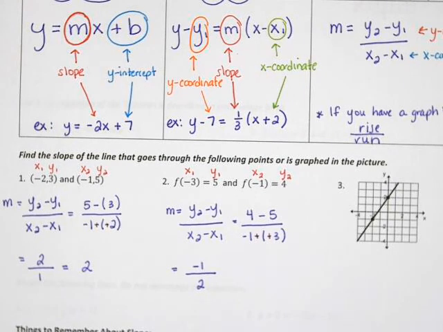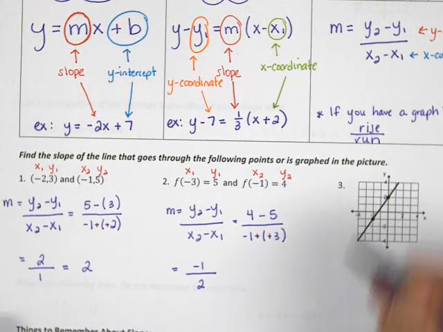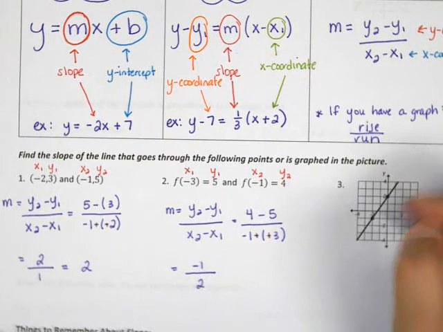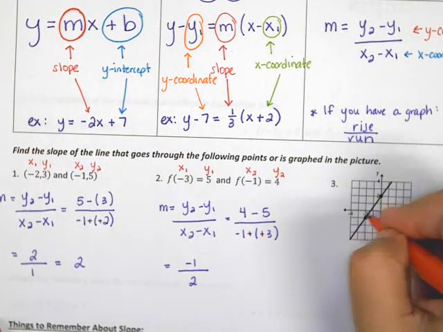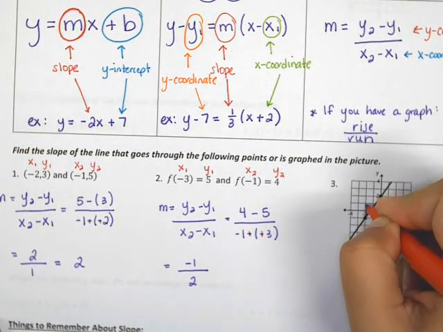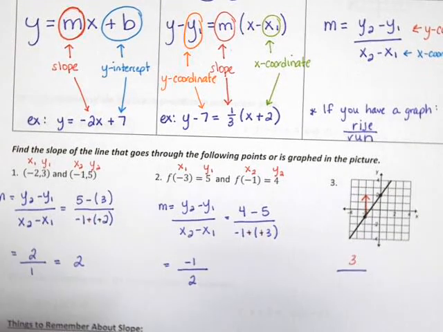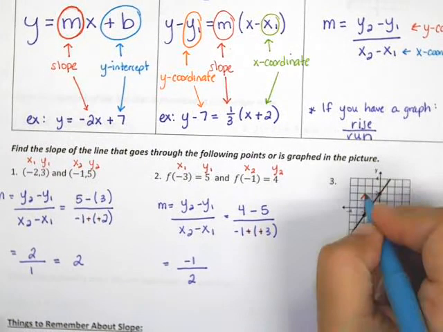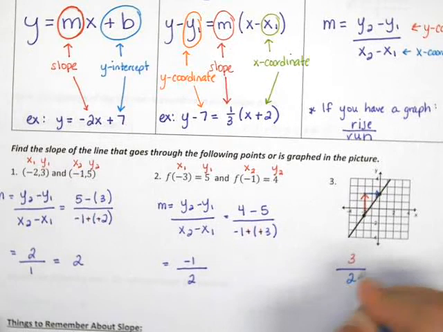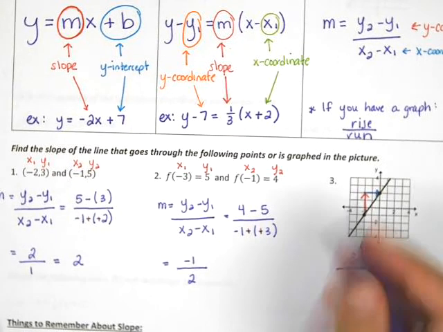However, if I give you a problem like number 3 where you have a graph, you're going to notice that instead of using this formula, I'm just going to count rise over run. So if I start here, I would rise 3 and I would run 2. So my answer would just be 3 over 2.